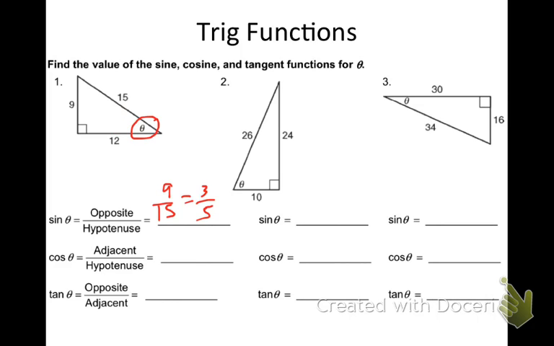Yeah. 12 over 15, which simplifies to? Good work. And last one, opposite over adjacent. Opposite over adjacent is what, Jack? Yeah, for tangent. Number 1? 3 over 4. Yep, 9 over 12 or 3 over 4.